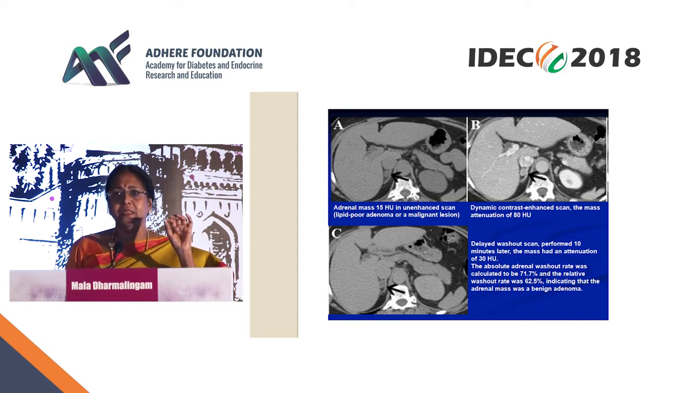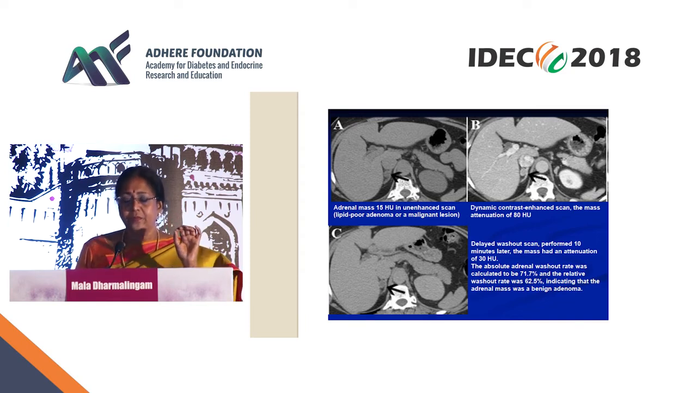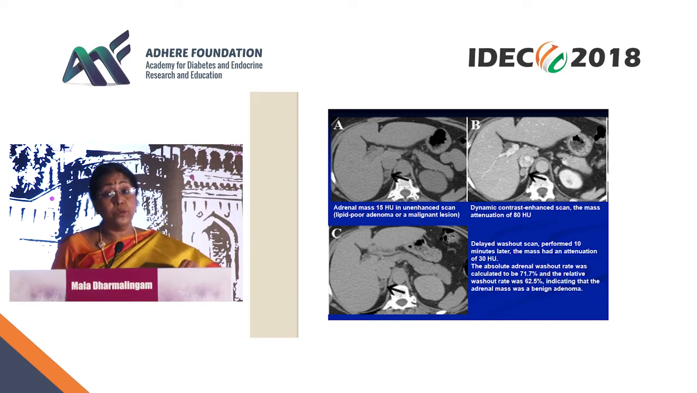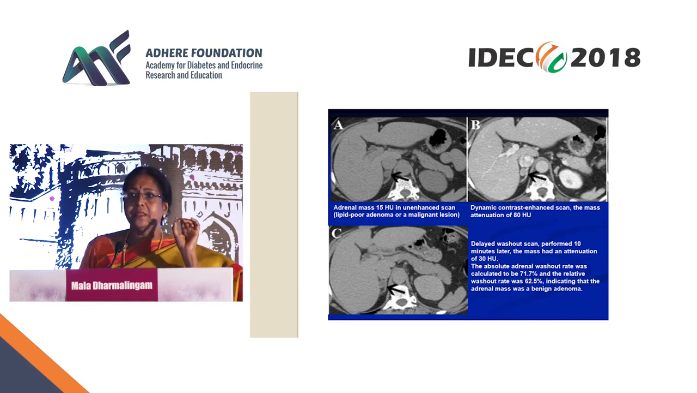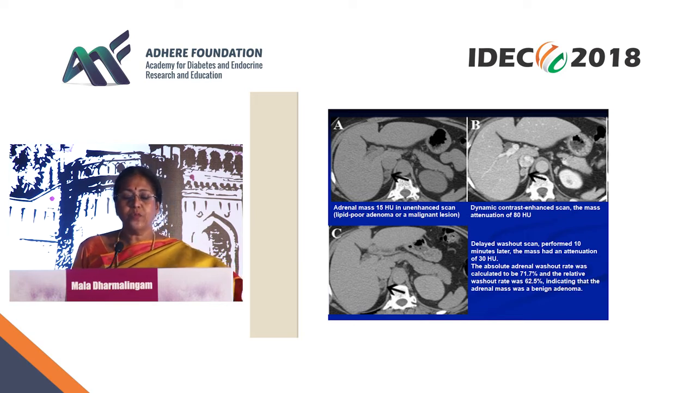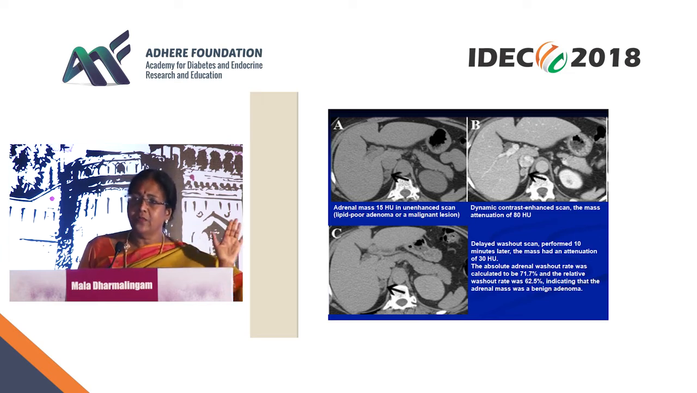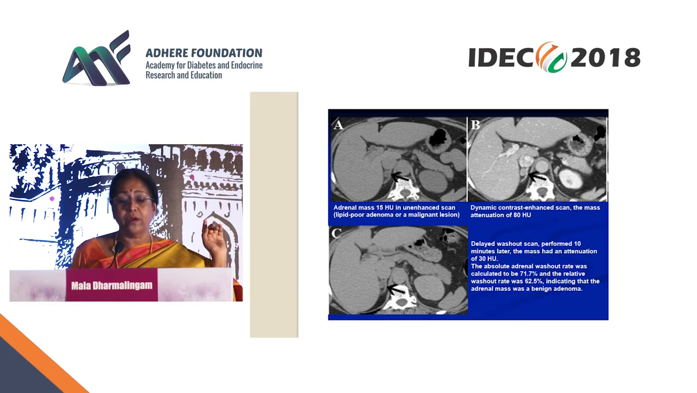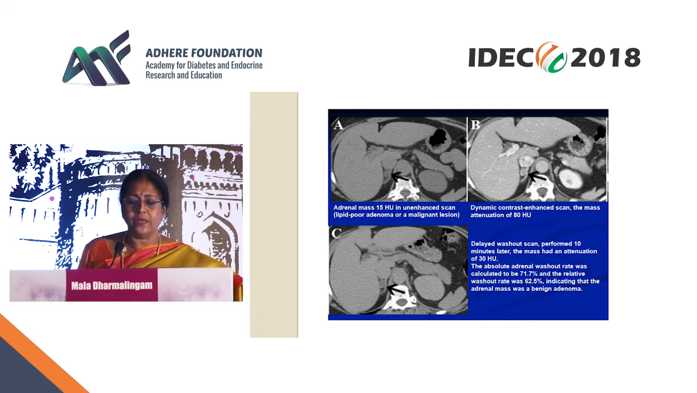The adrenal gland is compared usually with the diaphragm. If the limb of the gland, you can see those arrows, is thicker than the diaphragm, then you should think that it is enlarged. So what we usually see is you can actually make out also what kind of nodule you are dealing with when you're looking at the adrenal scan. So if it is more than 15 Hounsfield units in an unenhanced lesion, this is a lipid poor adenoma or a malignant lesion. And if you have dynamic contrast, the mass attenuation of 80, and here you have delayed washout. So all this also tells us. I'll show you one on FIO, which will make you understand better.